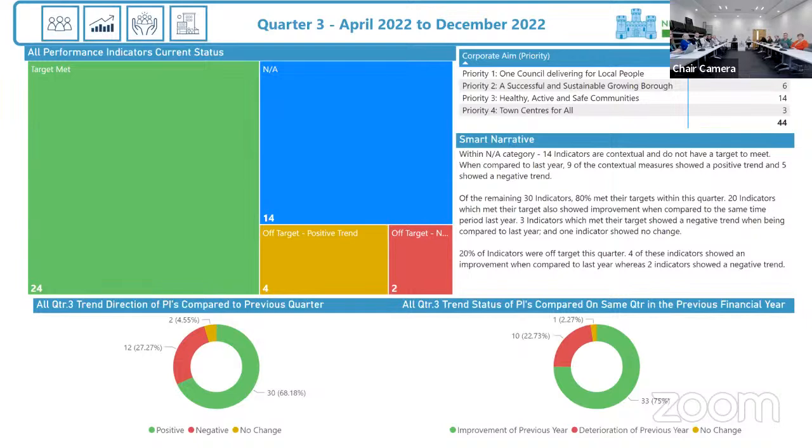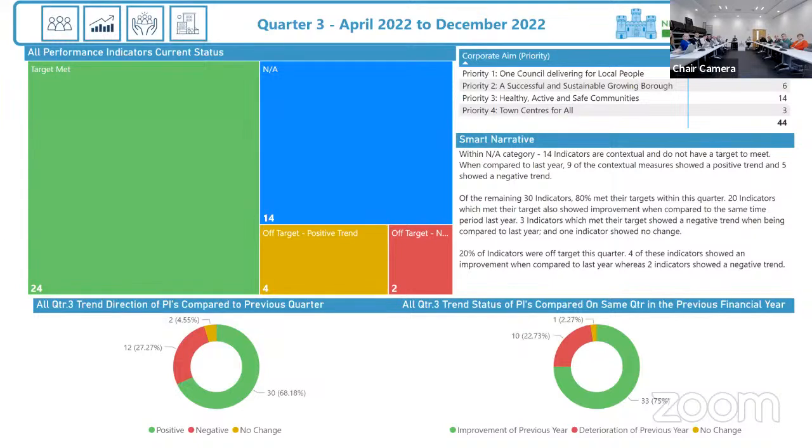Down the bottom, you've got two sort of not quite pie charts, polo mints, whatever you want to call them. The one on the right is showing you how our performance compares Q3 this year to Q3 last year. So you can see there we've got 75% of measures are showing an improvement. The ring on the left is showing you what Q3 this year looks like compared to Q2 this year. And that's more relevant for where we've got things like snapshot indicators, where it's just a point in time.